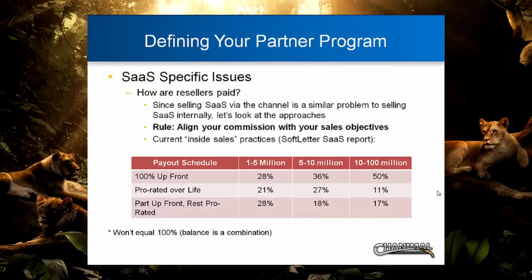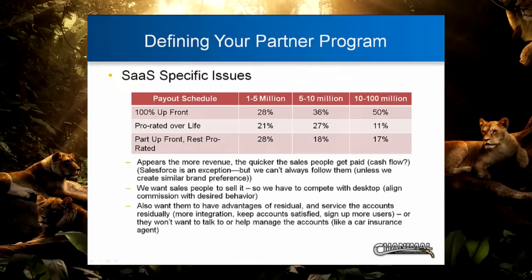And so can you cash flow it? If you can't cash flow it, then you've got to come up with it. Here's some prorated over the life of the product. Here's some part up front, the rest is prorated. So here are the ratios, and this is from the most recent study out there from SoftLetter. This is from the SaaS conference that happens about every quarter. Some of this is stuff I got from Rick Chapman.